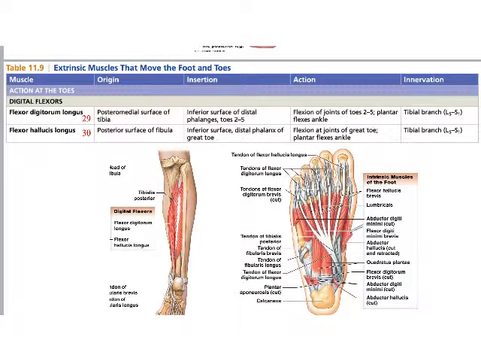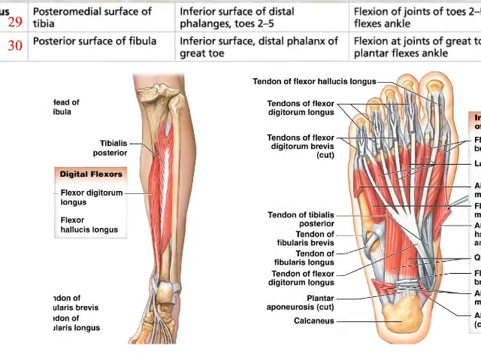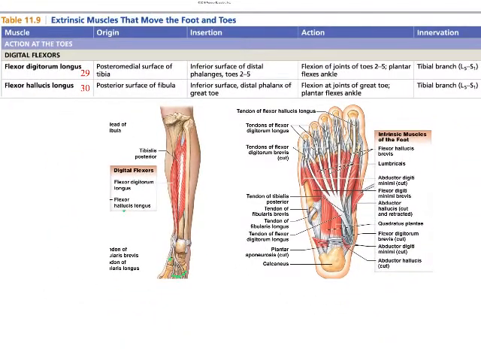Okay, and then we have those extrinsic muscles that move the feet and toes we talked about, flexor digitorum longus and flexor hallucis longus. Remember, hallucis just means big toe. And you can see that flexor hallucis longus, the tendon attaches to the toe, whereas flexor digitorum longus, the tendons attach to the rest of the toes. Now, there are also tons of intrinsic muscles of the foot, just like there were tons of extrinsic muscles, but we're not really going to go over those. I just want you to be aware that they're there, but you don't have to memorize any of their names.